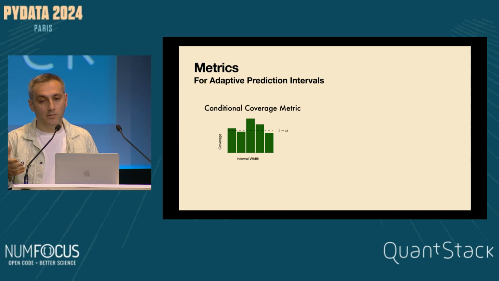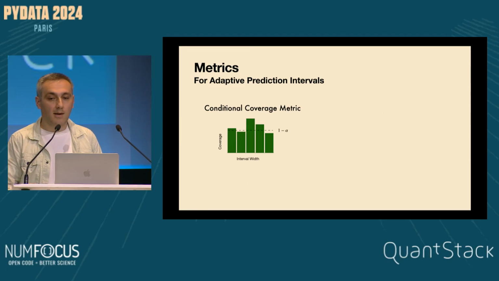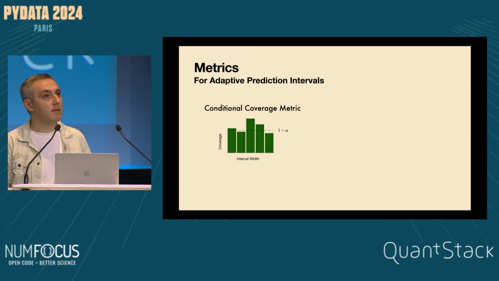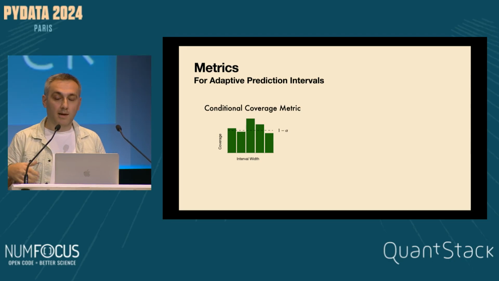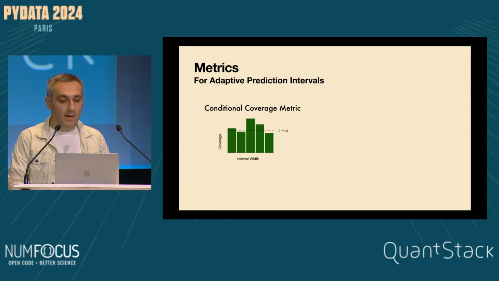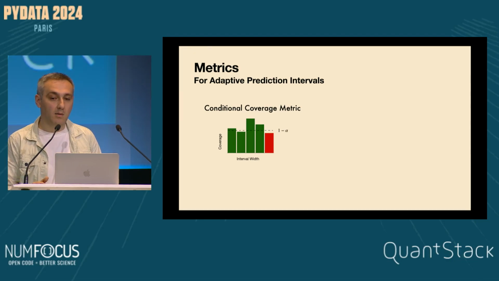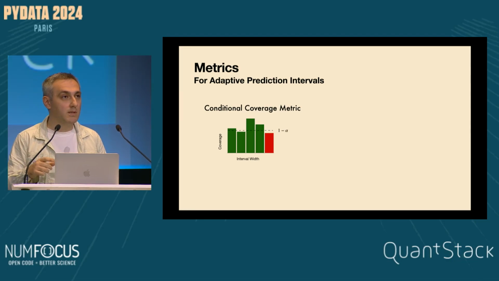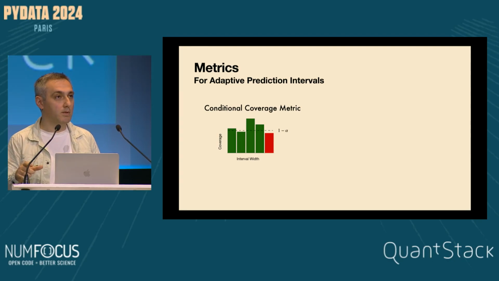In this example, I've created 5 different bins based on my calibration set. In each bin, I estimate the coverage, which is basically the share of intervals that actually capture the true value. Our target coverage is 1 minus alpha, right? That's what we want to achieve. Next, we identify the bin with the smallest coverage, and that number would be our conditional coverage metric.